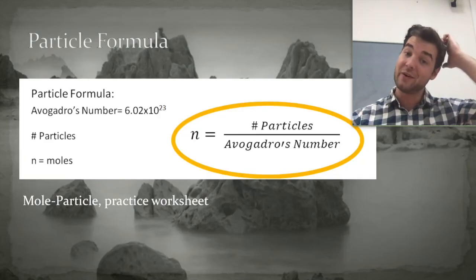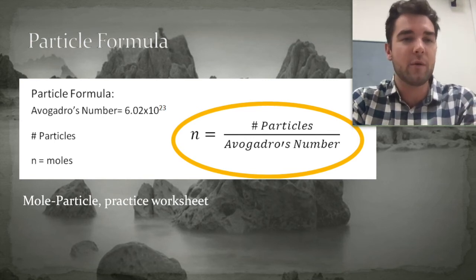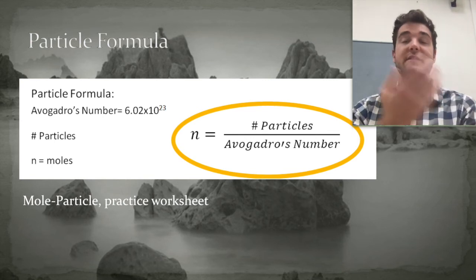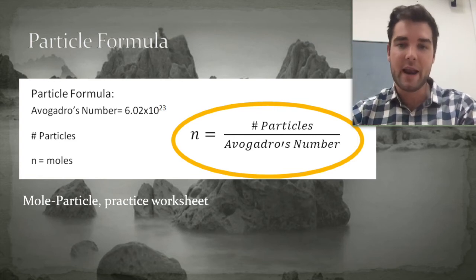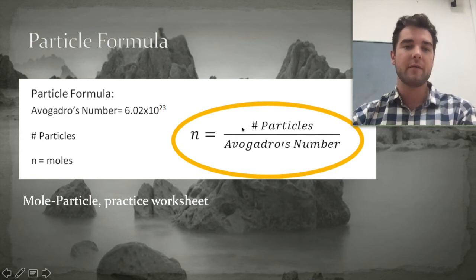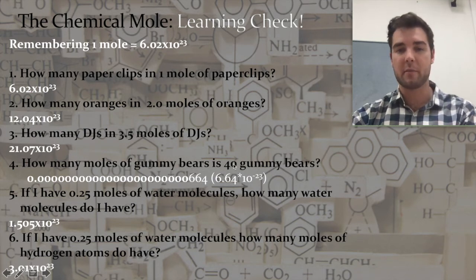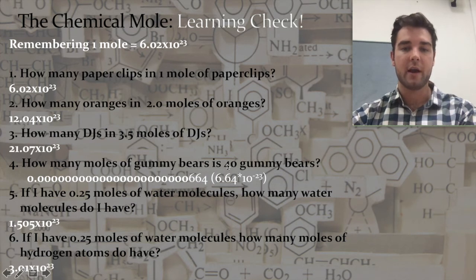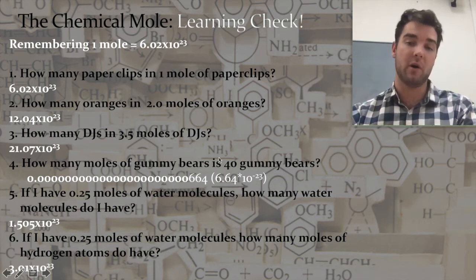Now, what you've actually been doing is using a formula. You've actually been using the particle formula. And it's simple maths. It's just how division works. So, number of particles, if I have 40 gummy bears, that's the number of particles I have, and I want to know how many moles, I've got to divide it by the number of particles in 1 mole.